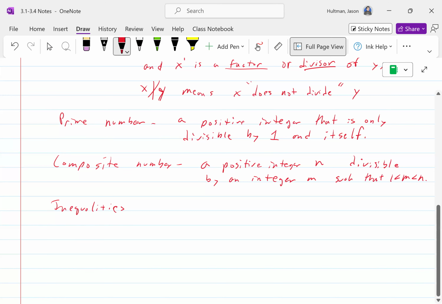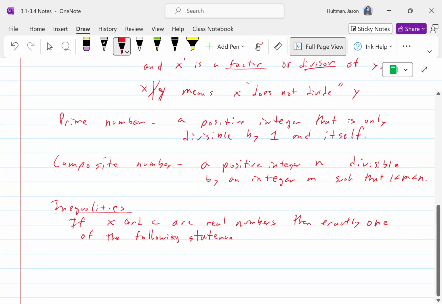Inequalities. If x and c are real numbers, then exactly one of the following statements is true: x is less than c, x is equal to c, or x is greater than c. These are strict inequalities.